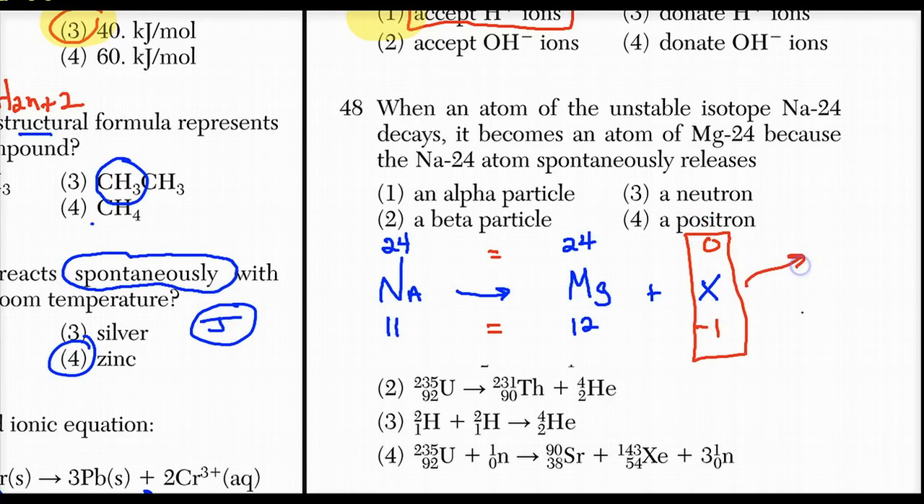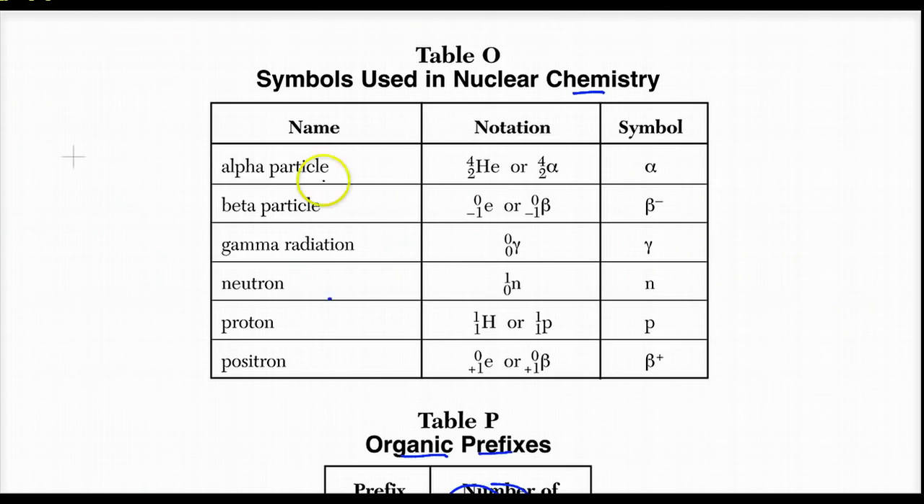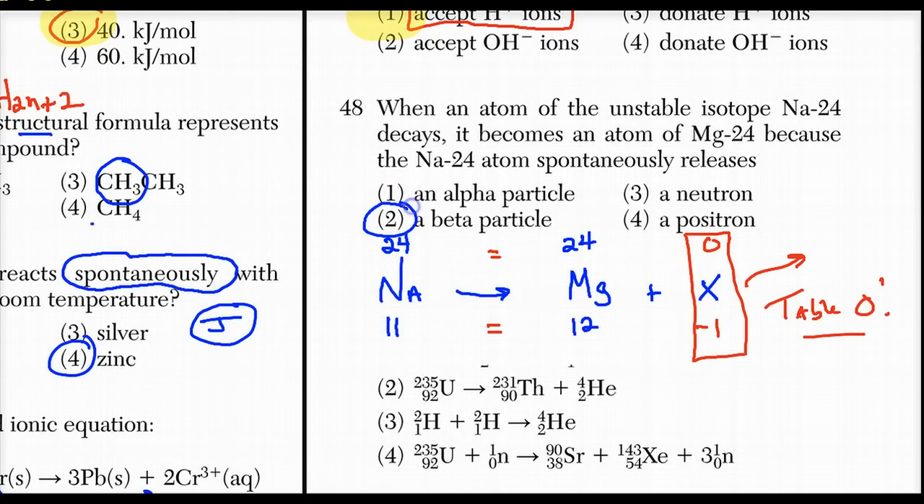If you don't know already, you go to table O. Okay, let's go to table O. So which particle has a mass of 0 and a charge of -1? That's a beta particle. That's the one we're looking at. So of course it's a beta particle. 48 is 2.